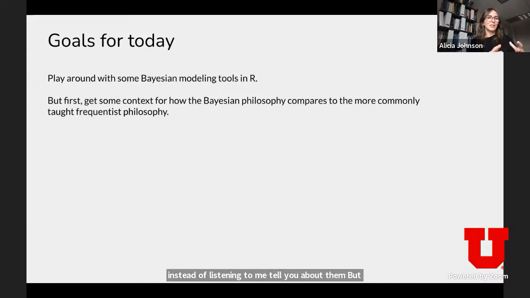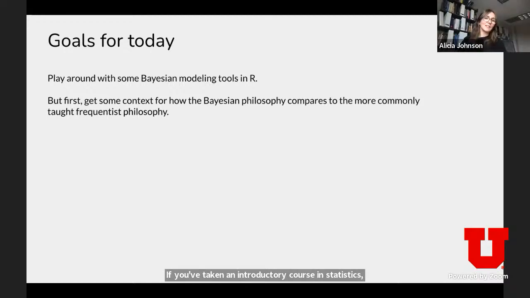But I also want to make sure that before we start playing around, we're on some common ground. My assumption is that some people here have done some Bayesian modeling before, and also that some people have never heard about Bayesian statistics. So that's how I want to start, is really just to get some context for how this Bayesian philosophy compares to the more commonly taught frequentist philosophy that you have probably encountered if you've taken an introductory course in statistics, for example.